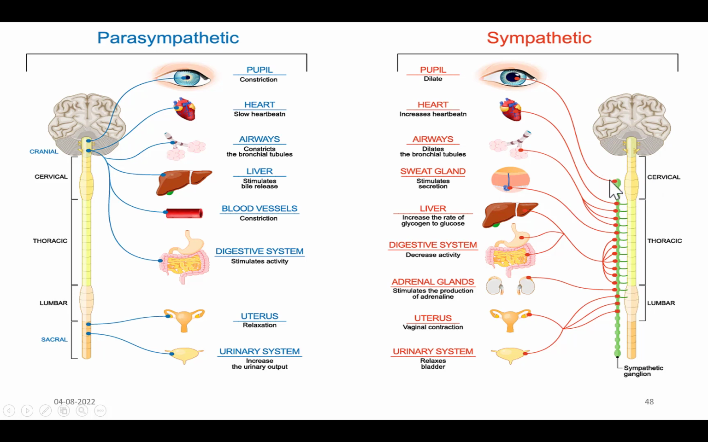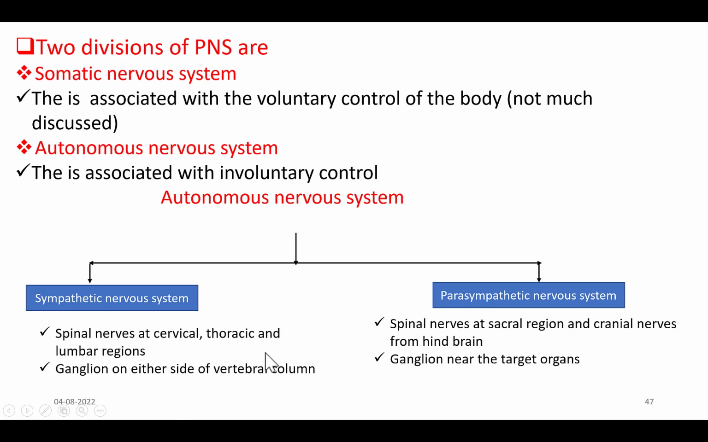You know that the nerves are paired, right? So they are present on this side also. So the ganglion on either side of the vertebral column and the spinal nerves arising from cervical, thoracic and lumbar regions make up the sympathetic nervous system. Did you understand? Yes. So that is the sympathetic nervous system.